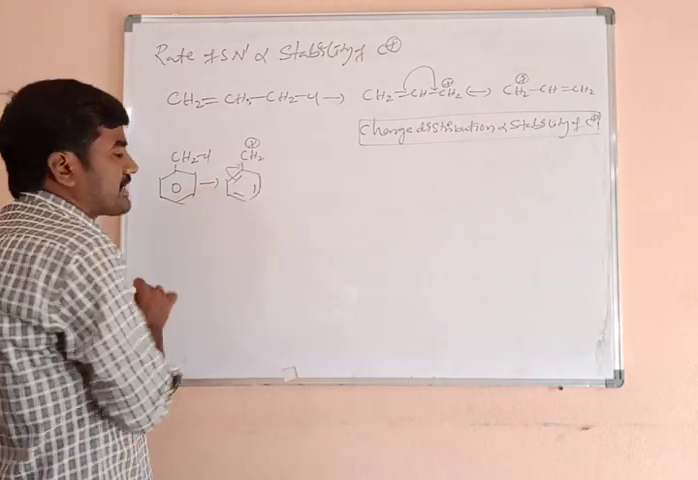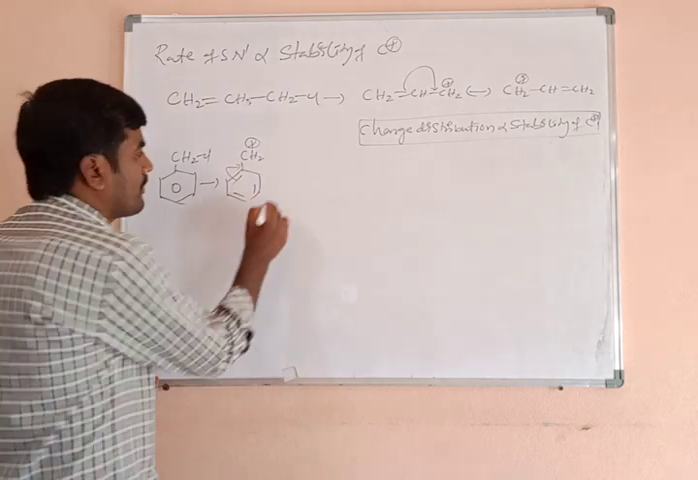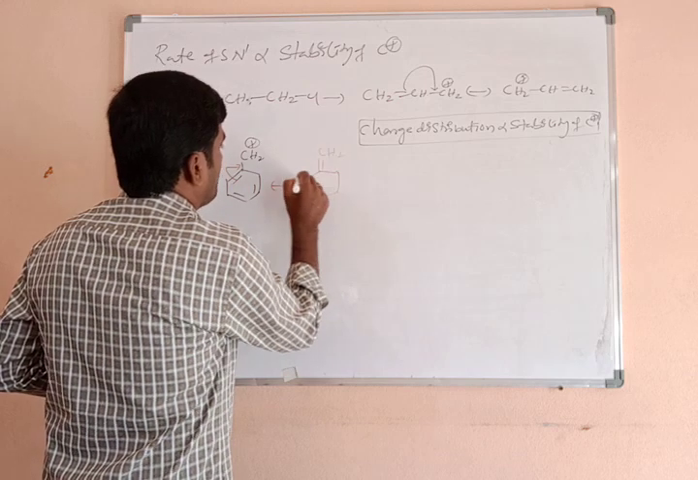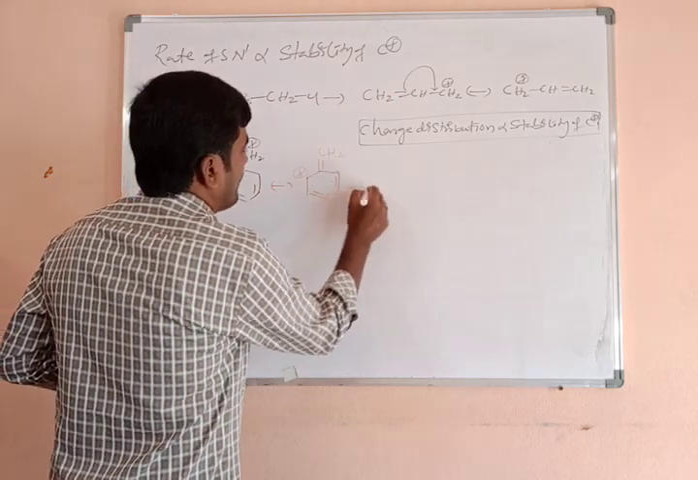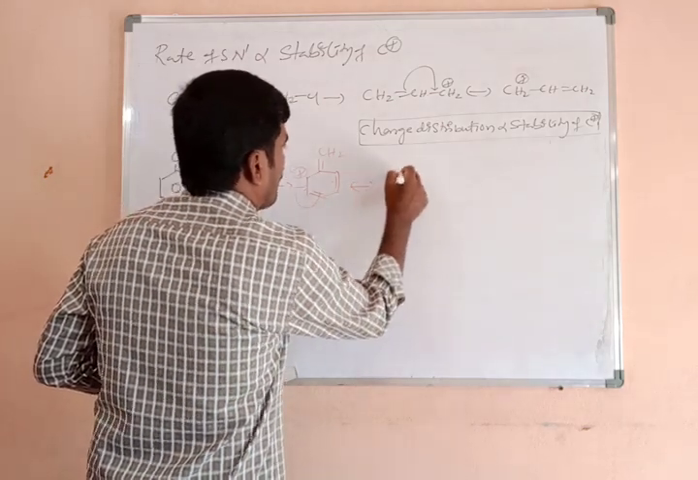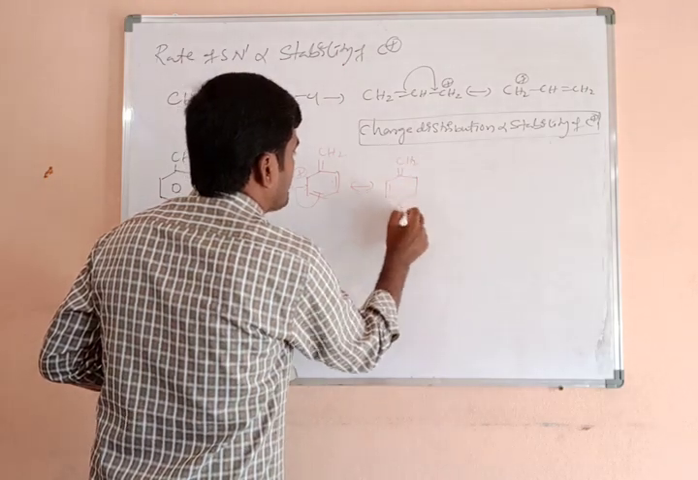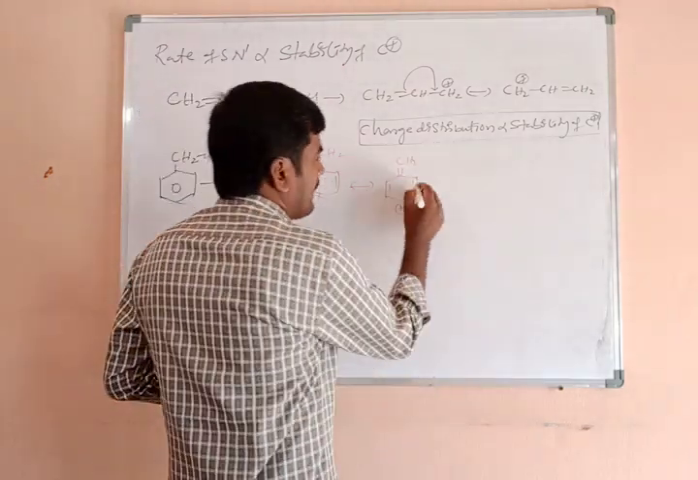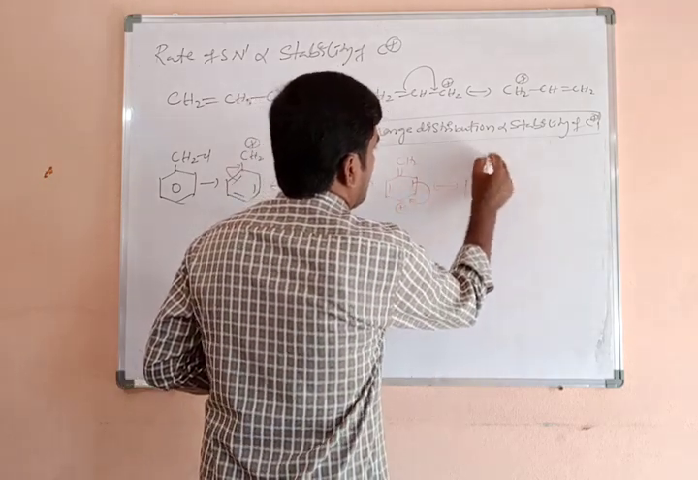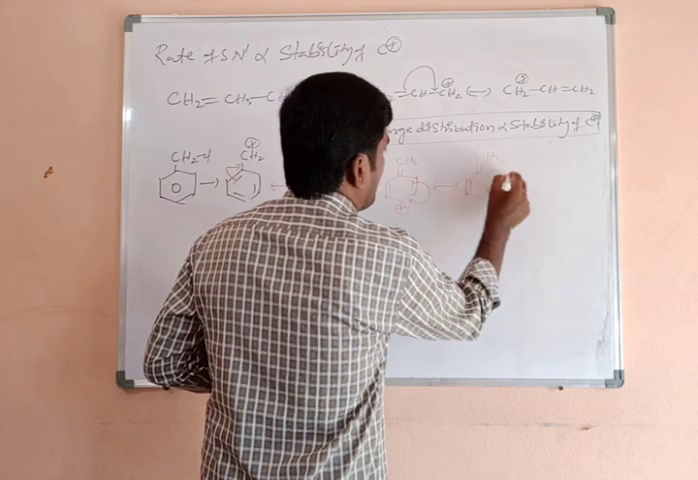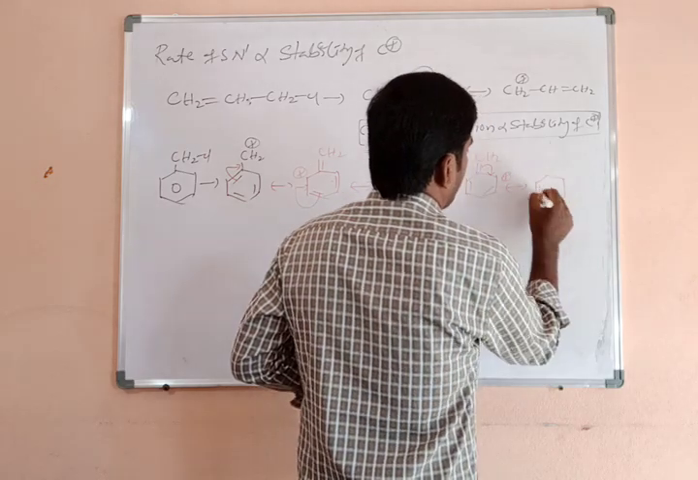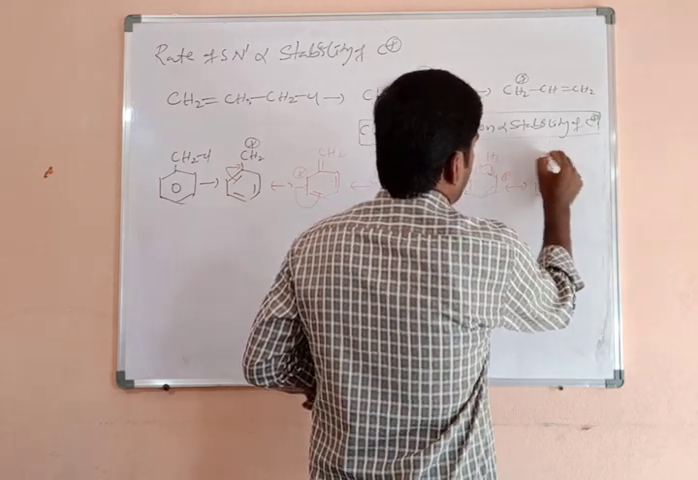it undergoes resonating structures. The pi bond shifts toward the CH2 group, and we will get the structure with a double bond to CH2 and a positive charge on the ring. In the next step, this pi bond shifts here, giving CH2, pi bond and positive charge. Similarly, in the next step, this pi bond shifts here, CH2, pi bond, positive charge. Next, this pi bond shifts here, and we get this product, CH2 plus.